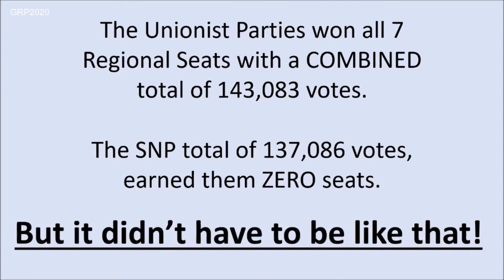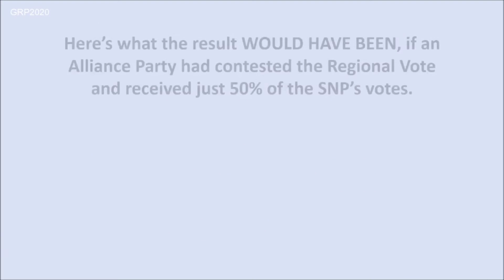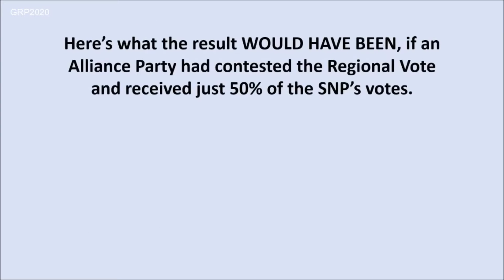But it didn't have to be like that. Here's what the result would have been if an alliance party had contested the regional vote and received just 50% of the SNP's votes, with the other parties remaining the same.